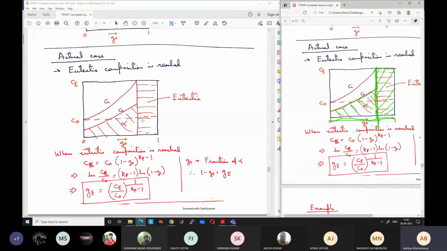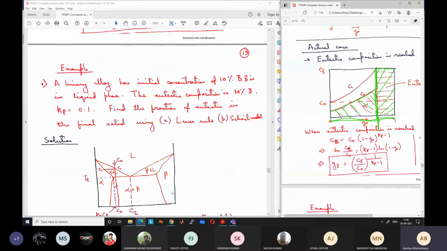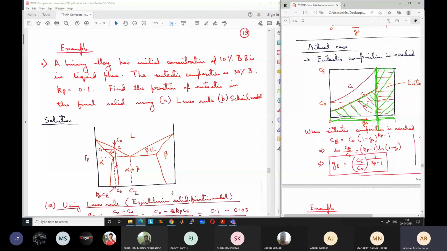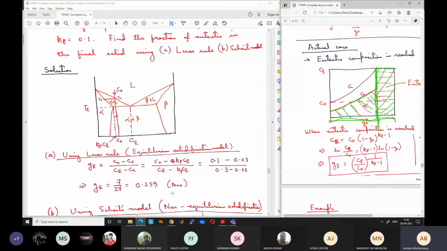We will go into an example so as to illustrate this point. So after the example, I hope things will be clear. And we will show the difference also between Lever rule and Scheil's rule.